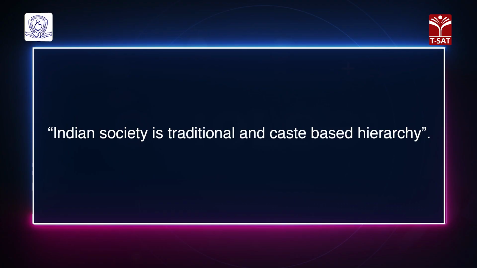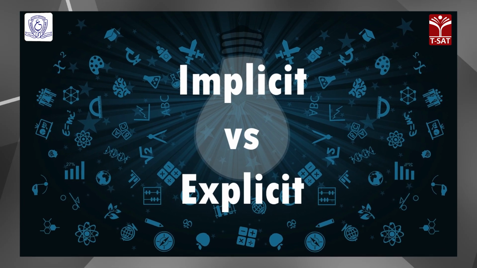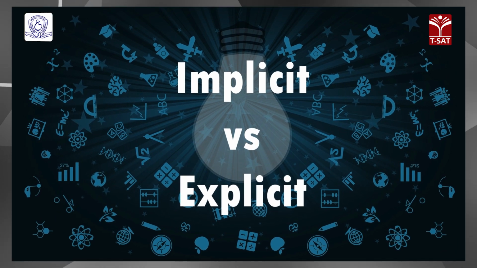Indian society is traditional and caste-based hierarchy. It is an example. These statements are simple ones, but if we study them in depth, we may find that behind them there is a complex series of observations, a set of assumptions and a system of propositions. There are implicit or explicit facts or theory which give these simple statements their full meaning.